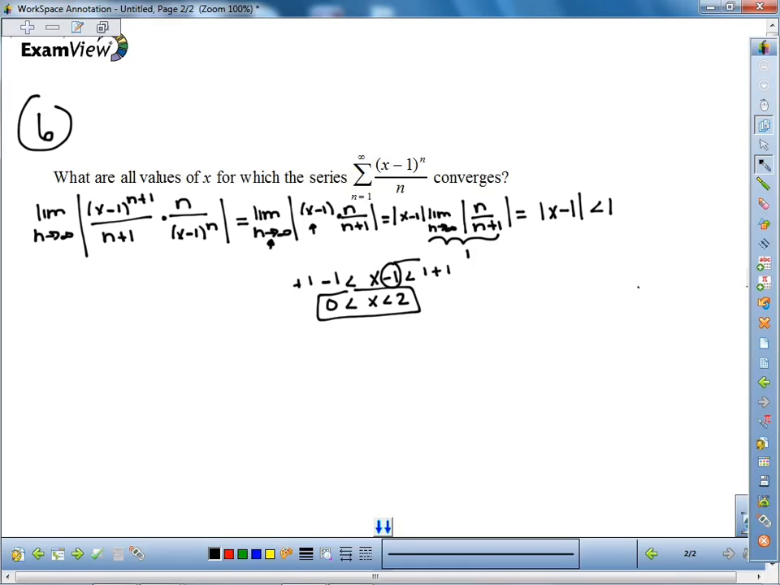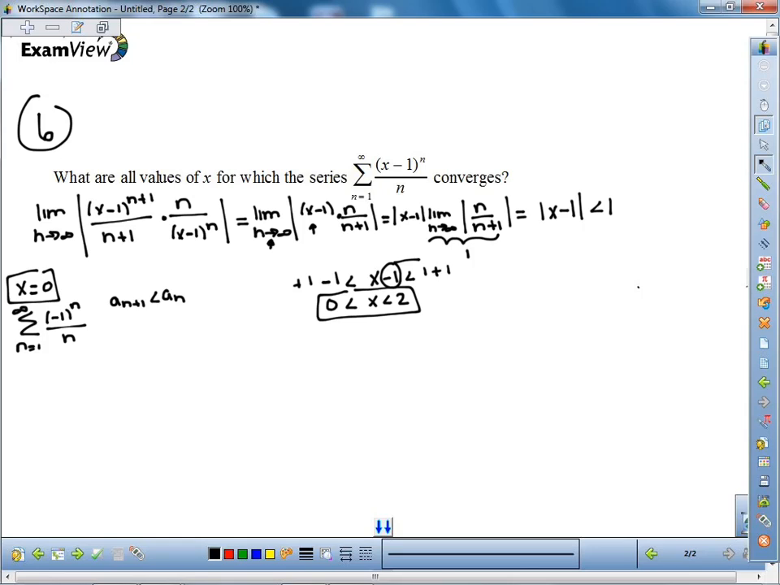And now I have to check my endpoints to make sure that they are going to work. So let's start when x equals 0. We're going to substitute that into my series. So I'm going to have negative 1 to the n over n. This is an alternating series, and it's a decreasing alternating series. Remember, in order to use the alternating series test, I have to show that this is a decreasing series, that the second term is always less than the first term. And it is.